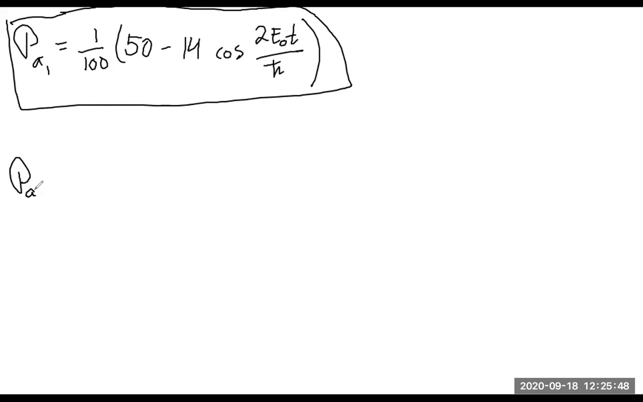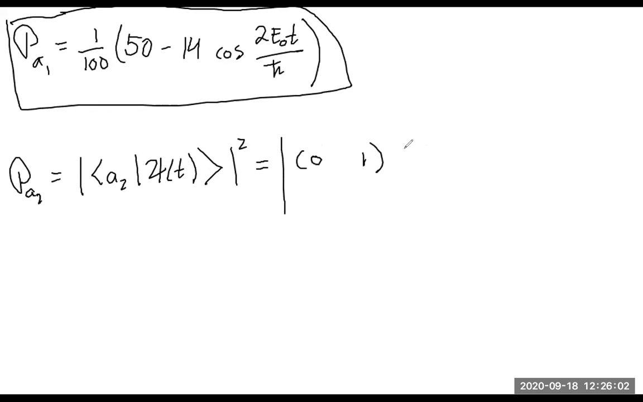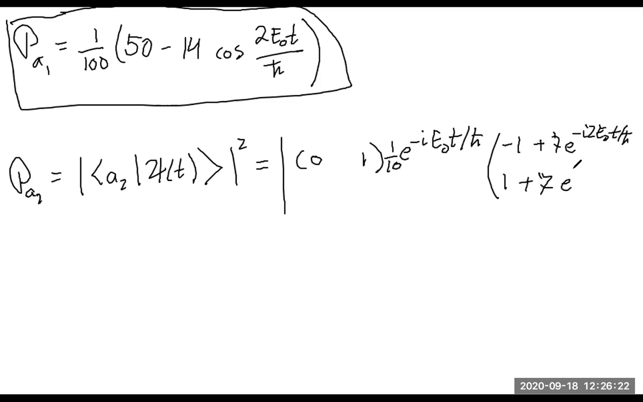Let's now find the probability of measuring little a2. So this is, of course, the overlap of a2 with psi of t, quantity squared. So this is then going to be 0, 1 times e to the minus i E naught t over h bar, which we know is about to disappear, 1 over 10, times minus 1 plus 7 e to the minus i 2 E naught t over h bar, plus 1 plus 7 e to the minus i 2 E naught t over h bar, quantity squared.